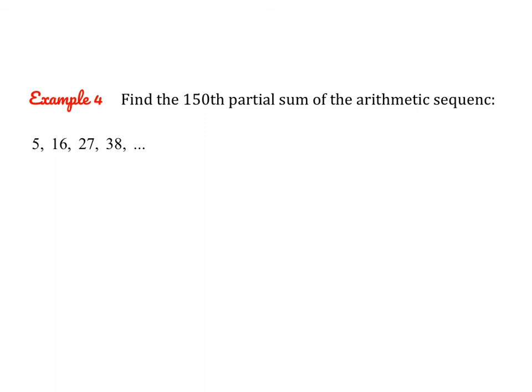All right, let's give this one a try. Here I would like you to find the sum of the first 150 terms, so the 150th partial sum of this arithmetic sequence. According to our formula, there are 3 things that we need. We need to know n, which is 150. We need to know a sub 1, which we can see is 5. However, we also need a sub n, so we need to know the 150th term.